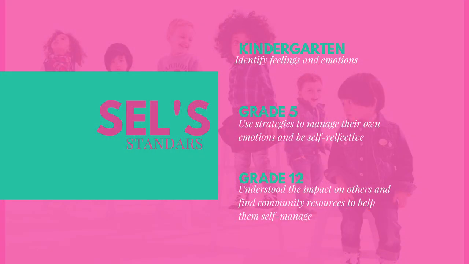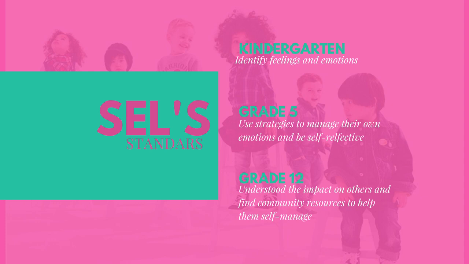Social emotional learning standards. In this case, these are the standards of that process that, for example, any school has. The standards are the following. In kindergarten, the standard is identify feelings and emotions. For grade 5, use strategies to manage their own emotions and be self-reflective.